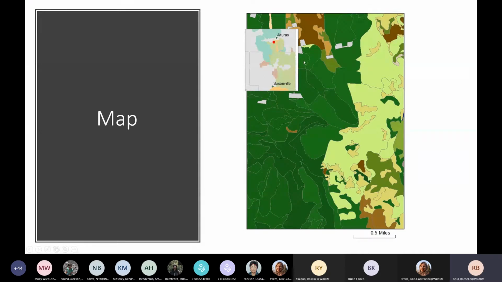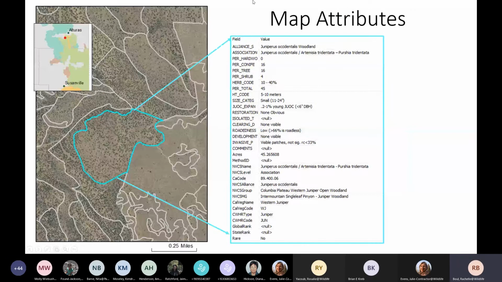So if you zoom in to this map and look at an individual polygon, say this polygon here, there it is, and open up the attribute table for this polygon, you'll see all the information that is embedded in this map for each and every polygon in the vegetation map.